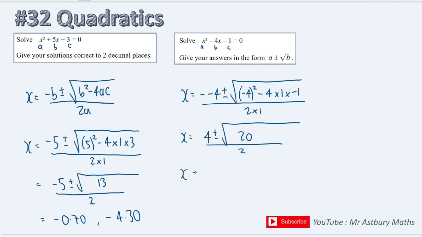I've been asked to simplify, and I can simplify that surd. So root 20 is the same as root 4 times root 5. And that's useful because I can now divide everything by 2. So I get x is equal to 4 divided by 2 is just 2. Root 4 is 2. And if I divide it by 2, they will cancel. So I'm just left with root 5. So it's plus or minus root 5. Perfect.